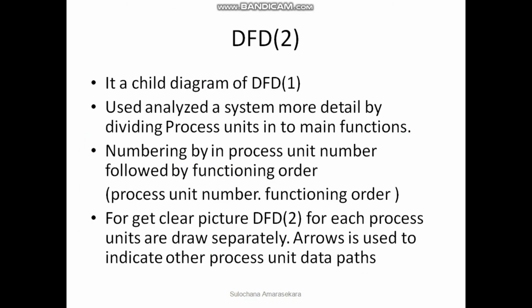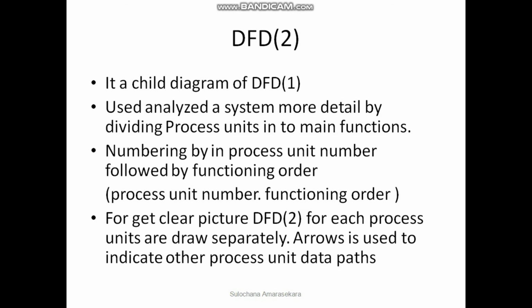Now we are going to consider the DFD2 diagram. It is a child of the DFD1 diagram. Using DFD2, we can divide a process unit into functional units. Using this method, we can analyze the system in more detail. We can number the functional units in the DFD2 diagram with the parent number and the functioning order, separated by a dot. To get a clear picture, first we select a process unit and we draw the DFD2 diagram for that process unit separately.